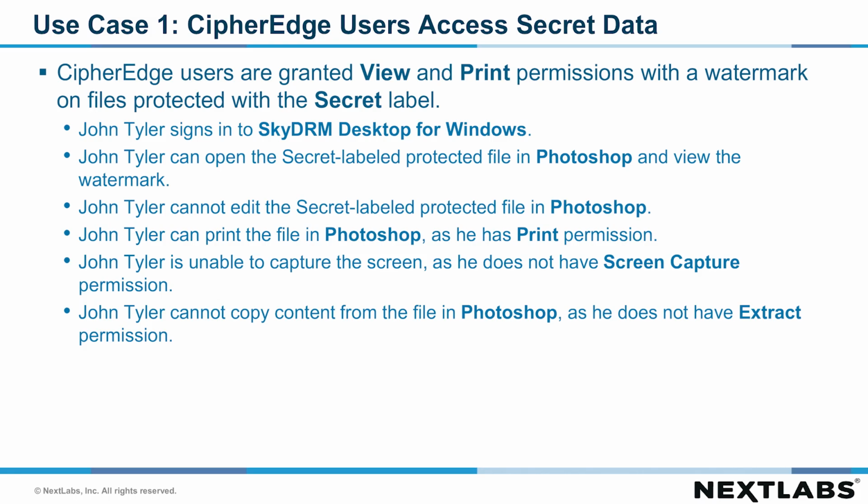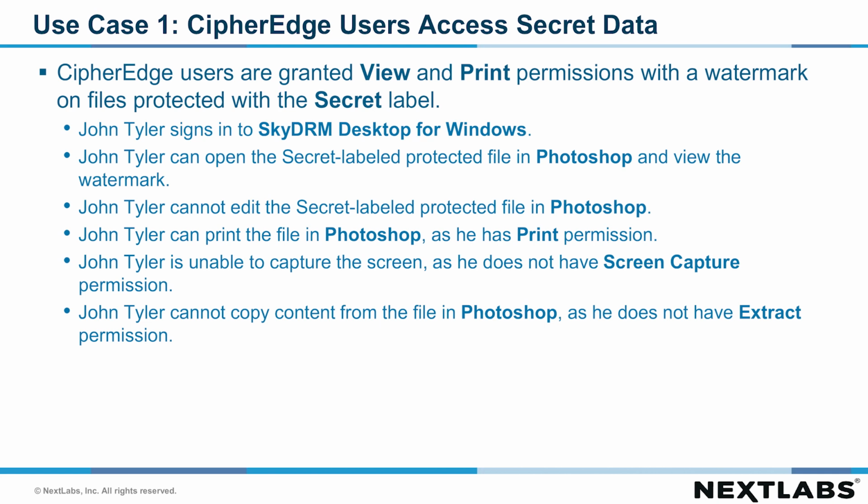Use case 1, CipherEdge users are granted view and print permissions with a watermark on files protected with the secret label. In this use case, we will demonstrate the following. John Tyler signs into SkyDRM desktop for Windows. John Tyler can open the secret labeled protected file in Photoshop and view the watermark.